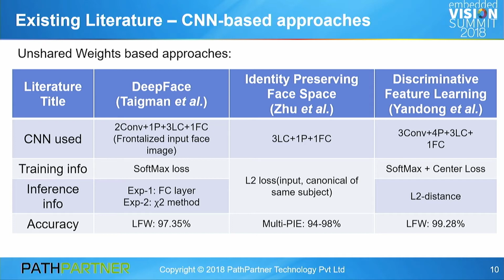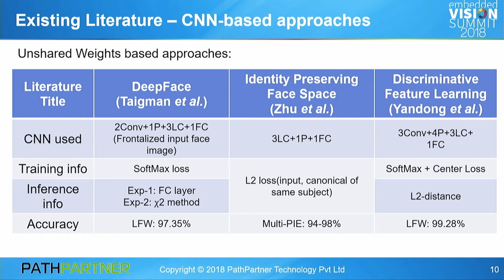The next one is identity preserving face space by Zhu and others. In this work, we need to define a loss function. We use a frontalized image with neutral expression and neutral illumination as the target image, and they train this network against all possible variations corresponding to the same subject. By minimizing this L2 loss, during the inference time, along with the results for face verification, we also get a frontalized input image, which is a byproduct. With this, the accuracy on MultiPIE stands around 94 to 98%.